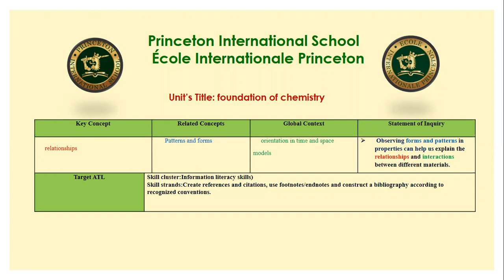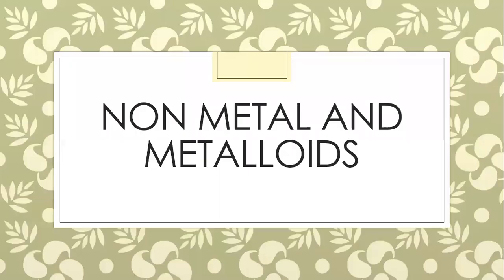Let's continue our lesson. We are talking about nonmetals and metalloids. As we said before, nonmetals lack the properties of metals. They are bad conductors. They have a low melting point. They are not malleable. They are not shiny. And we have talked about the nonmetals that are found in groups 14, 15, and 16.